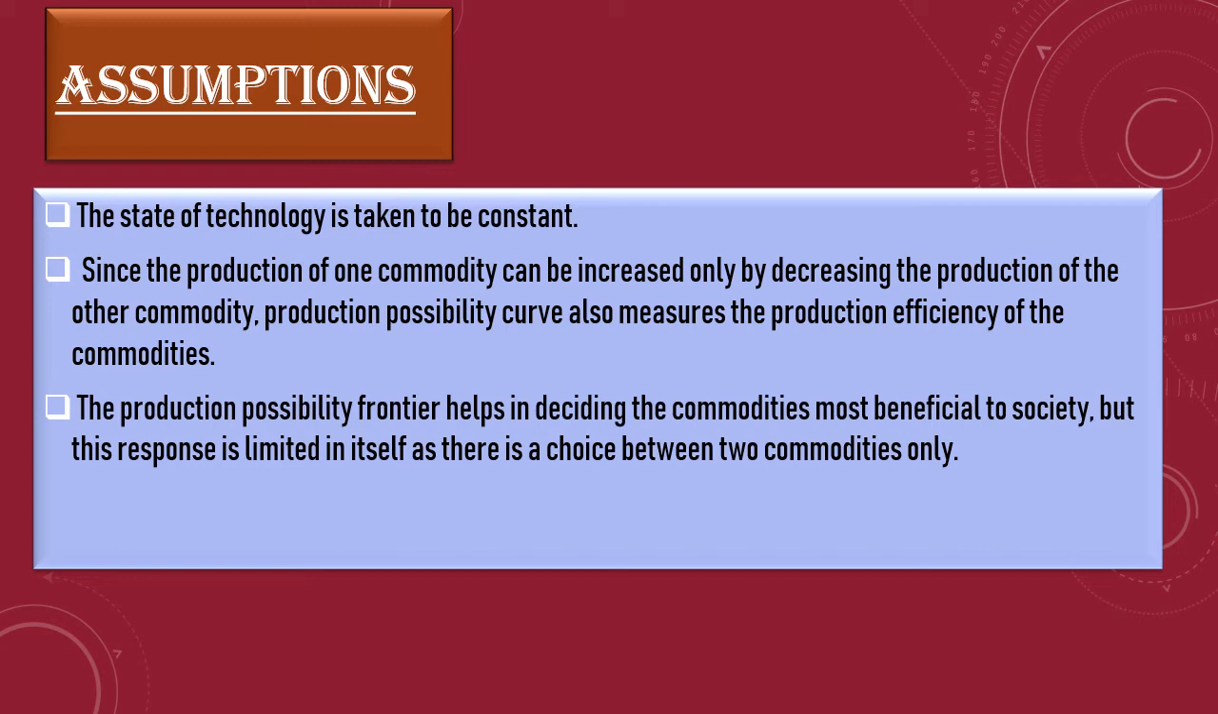Since the production of one commodity can be increased only by decreasing the production of the other commodity, as I just explained, if you want to increase the production of one commodity, you have to decrease the production of the other commodity to increase the resources that can be used. So PPC helps in deciding the commodities most beneficial to society, but this is limited in itself as there is a choice between two commodities only.